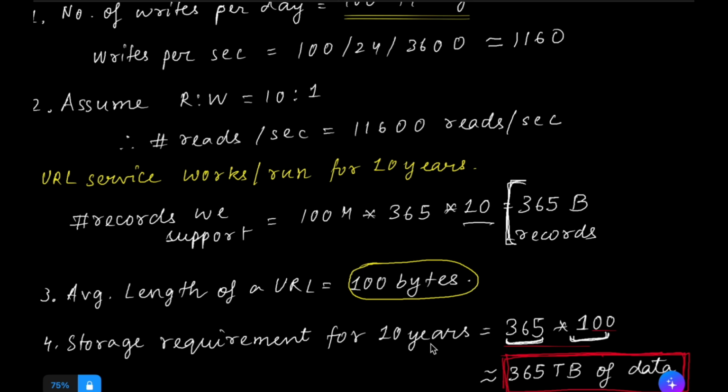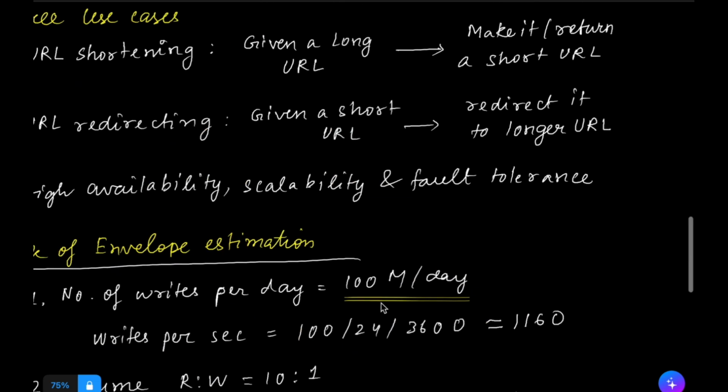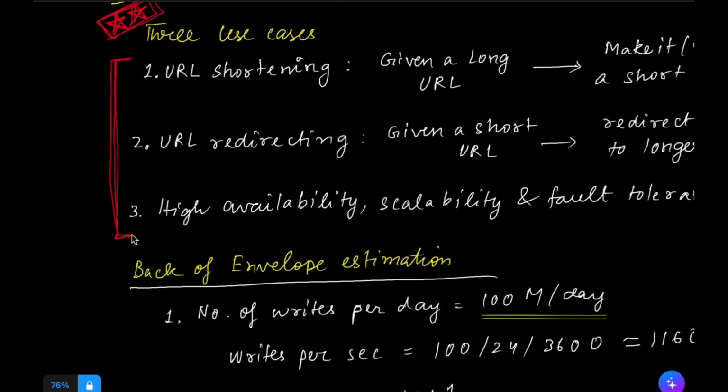So now with all these calculations, requirements and the 3 use cases, we will look into the design of a URL shortening service. In the next video, we will discuss a high level design of how a URL shortening service works, and how we actually redirect the requests made for a short URL to the long URL.